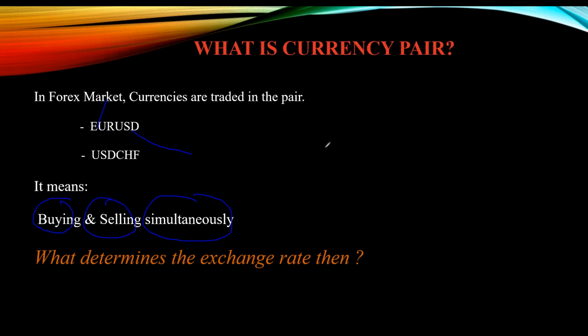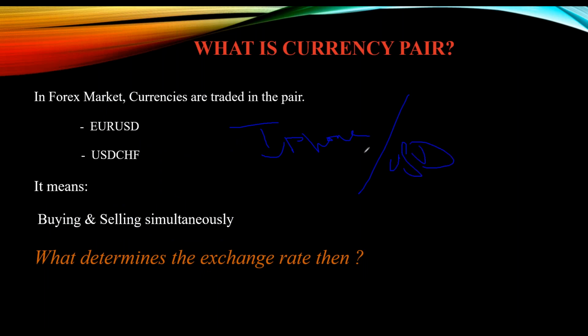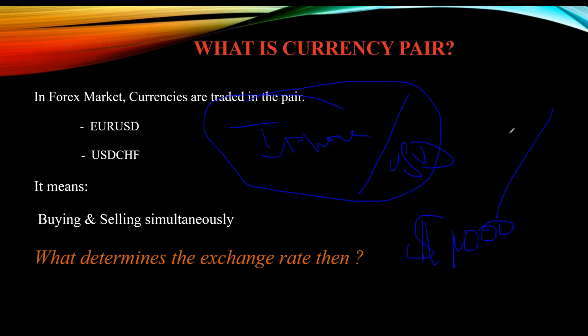So we have to understand what determines the exchange rate. Let me give you an example of the iPhone first. iPhone to US dollar, right? This is a currency pair. On one side we have the iPhone, on the other side we have a dollar. How do I know whether the prices of the iPhone are going to go higher to $1,200, or fall down to $950? How do I know?